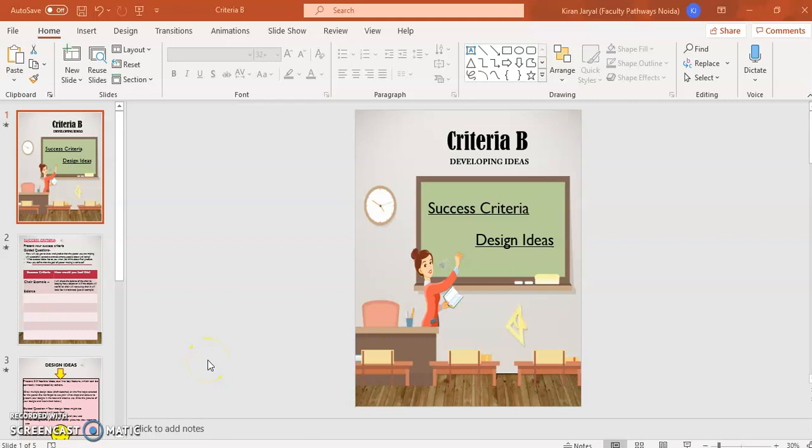Hi, so this is your criteria B task sheet. It's about developing ideas. In this, there are two things which you are going to do. This is strand 1 and strand 2. Strand 1 is about success criteria. Strand 2 is about developing design ideas.